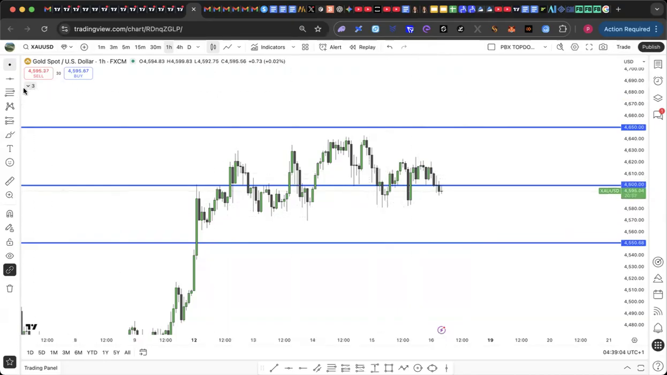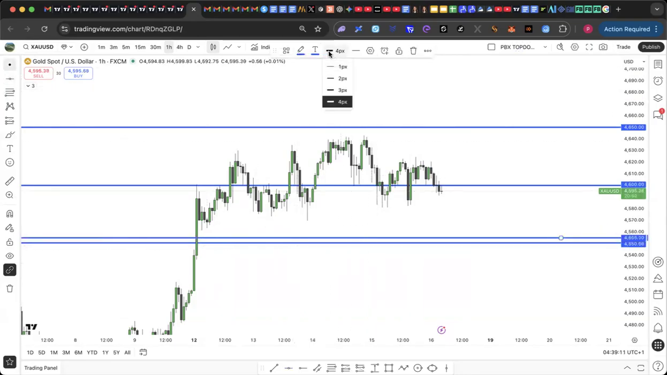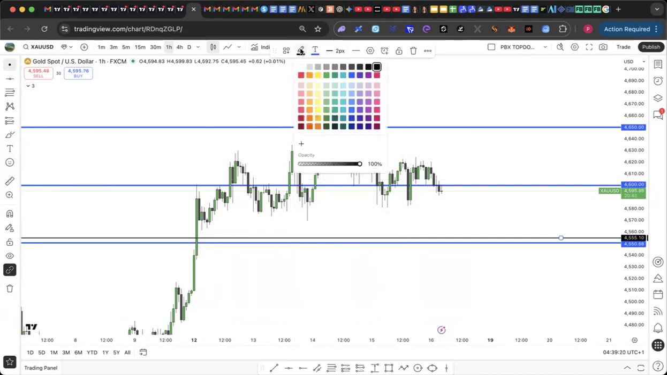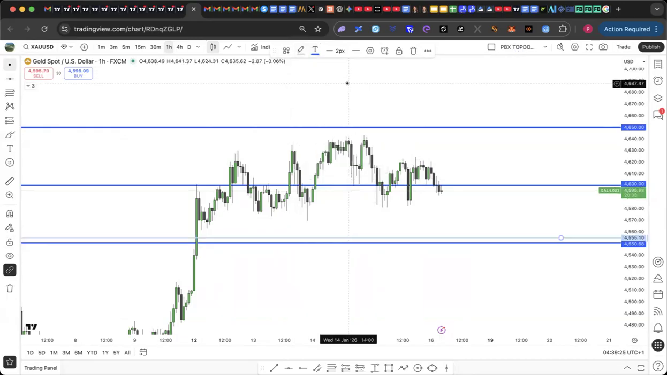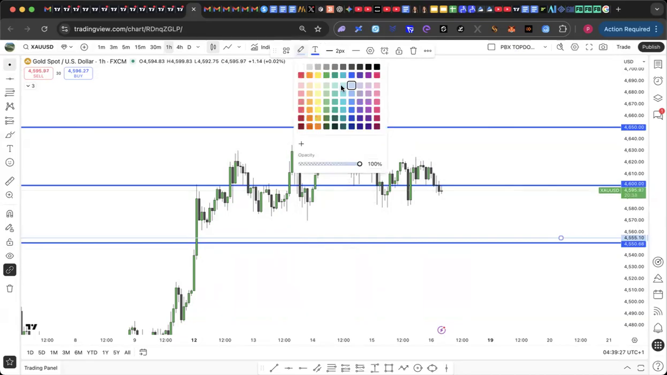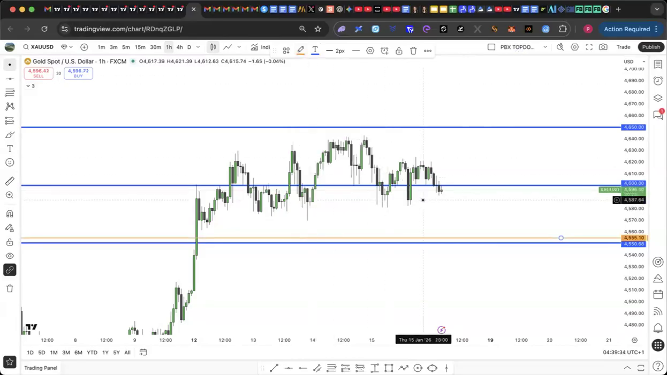I'm going to now add up all the lines. Let me start from here. This line I add, I'm going to change it to 2 pixel and I will turn it to black. Just a different, unique color that you identify separately. I hope someone is following me.